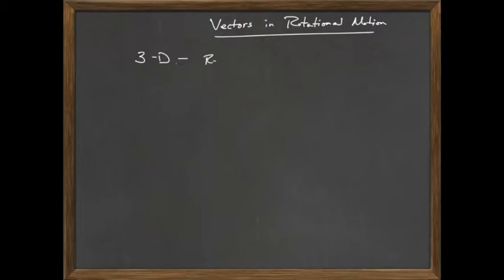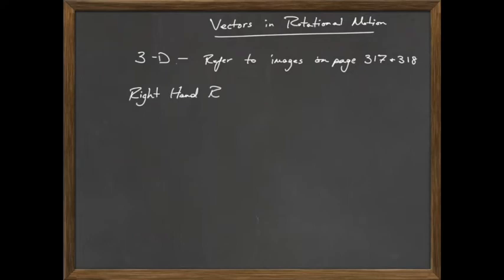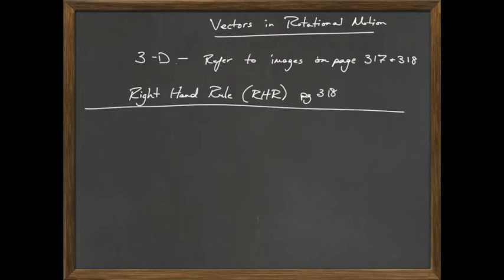Okay, so when we talk about rotational motion, with vectors we always have to think in 3 dimensions. So rather than drawing the images out here, the book has some pretty good ones. So if you need to, check pages 317 and 318 to see the 3-dimensional images. You're also going to see something in there about the right-hand rule. And the right-hand rule allows us to use our right hand to visualize vectors.